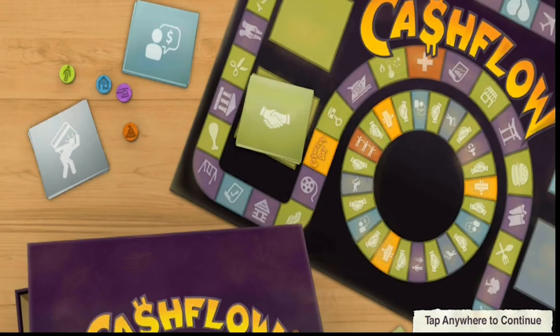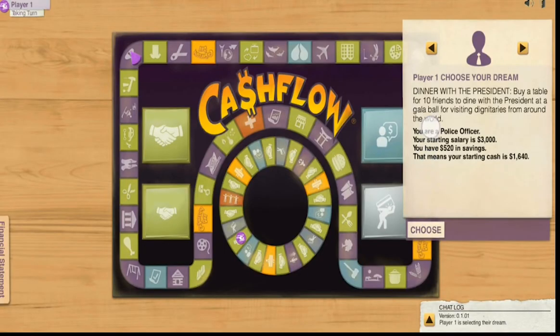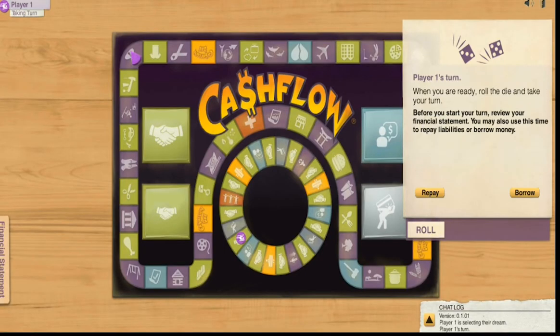Hello, today we will play Simple Cash Flow. Begin game. First, we will choose our dream.